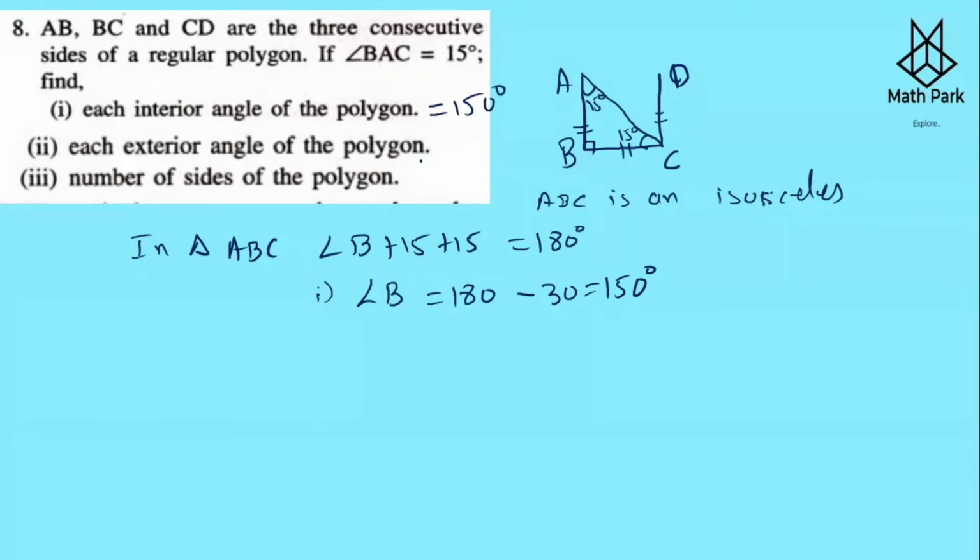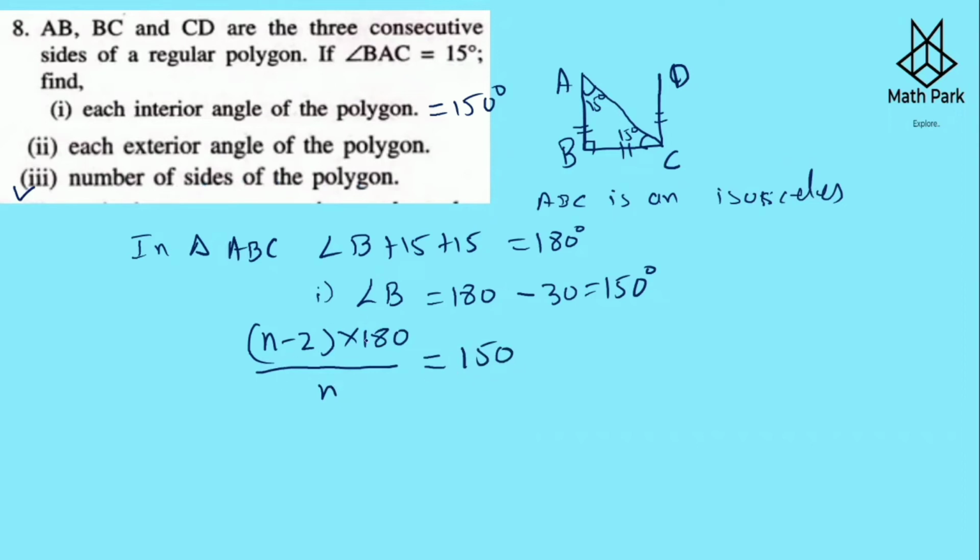Now each exterior angle of a polygon. We know that the sum of exterior angles of a polygon is 360 degrees. So find the number of sides of the polygon. These two things are to be found out. Let's do the third part first. Now, the number of sides of a polygon. The sum of the angles is (n minus 2) times 180 degrees, and divided by n is going to be each angle, and we know that each angle we got is 150 degrees. So (n minus 2) times 180 divided by n equals 150, we get this equation.